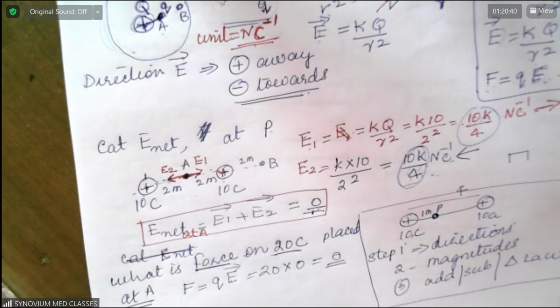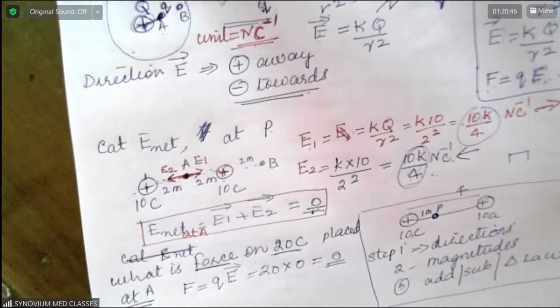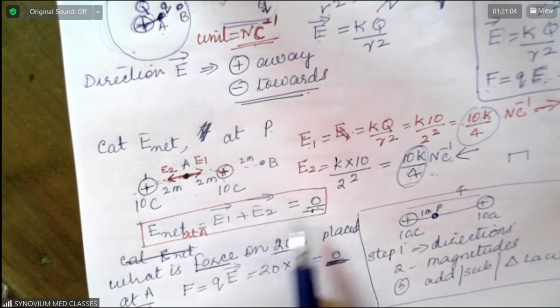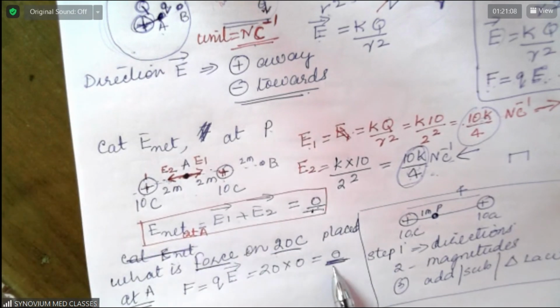So this you remember. Because there will be questions where you will be asked to find the force, or you have to find the point where the force is 0. I'll give you another question for that. This is an easy one. Now the force will be zero if the electric field is zero. So you find which point has electric field zero, then you can find that same location.